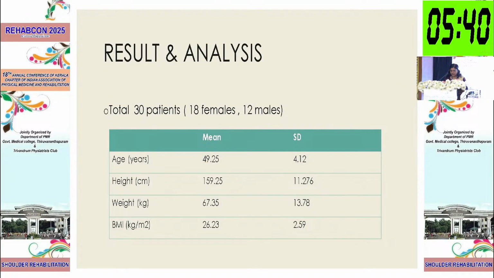Coming to the result analysis, the study included a total of 30 patients. Among them, 18 were females and 12 were males. The average age of patients was 49.25 plus or minus 4.12 years, and height was 159.25 plus or minus 11.276. Average weight was 67.35 plus or minus 13.78 kg, and mean BMI was 26.23 plus or minus 2.59.